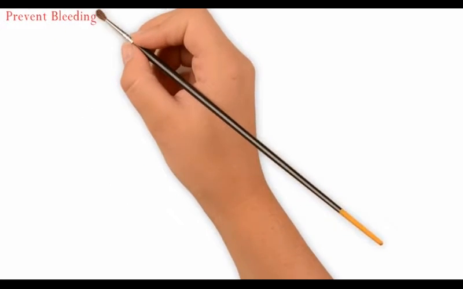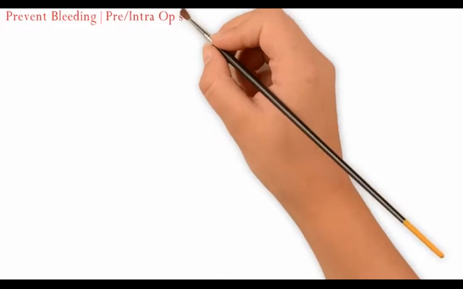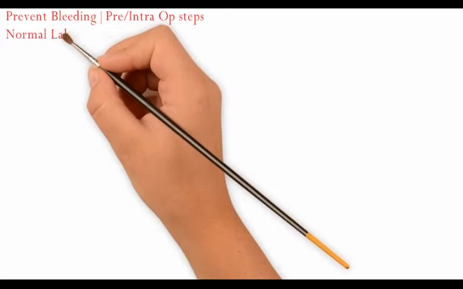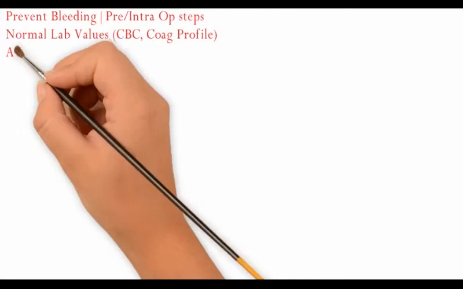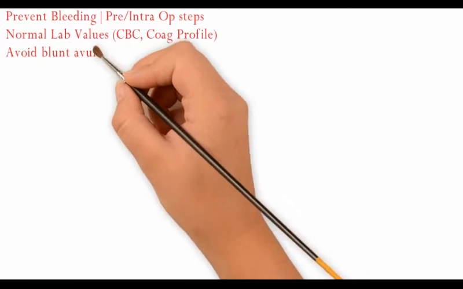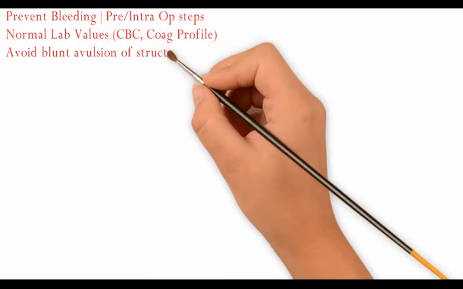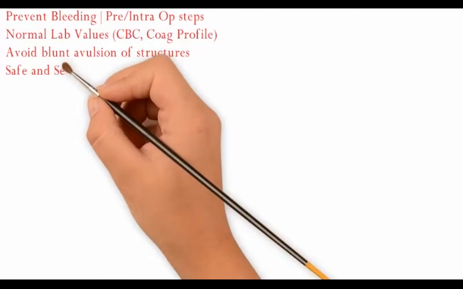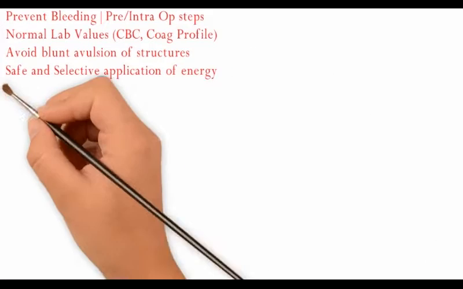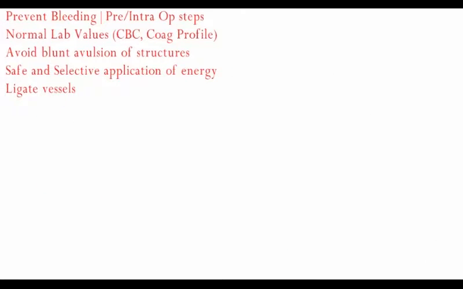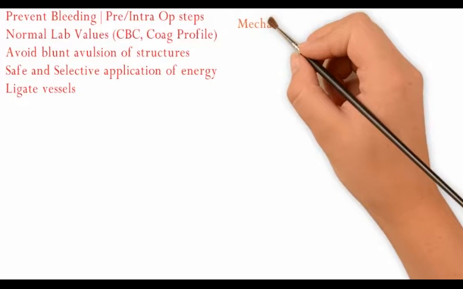One should take care to prevent bleeding in the operating room and even control it once it occurs. Pre-operatively, it is best to optimize the patient and to check the lab values. When one has a normal CBC and coagulation profile, there are fewer chances of bleeding. One should even avoid blunt avulsion of structures during dissection, apply safe and selective energy to structures, and ligate vessels if they are very large.